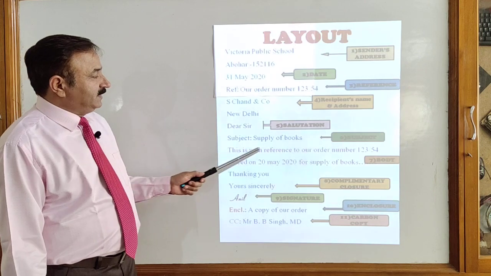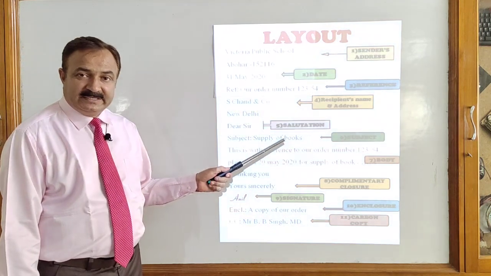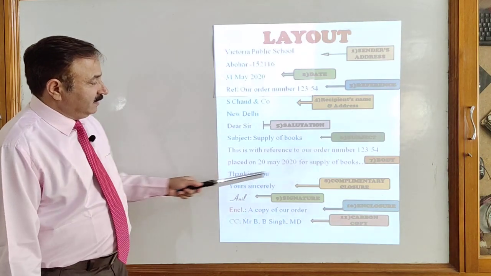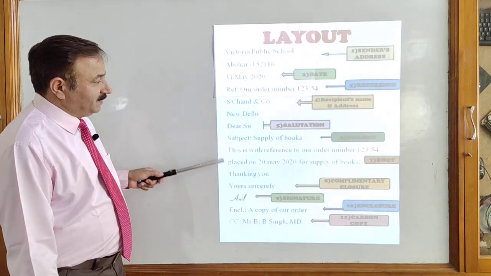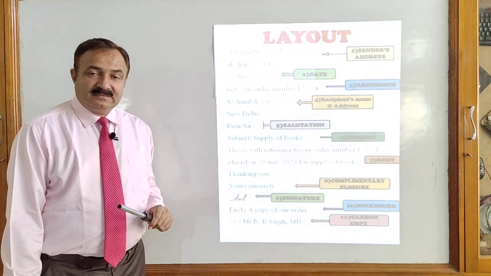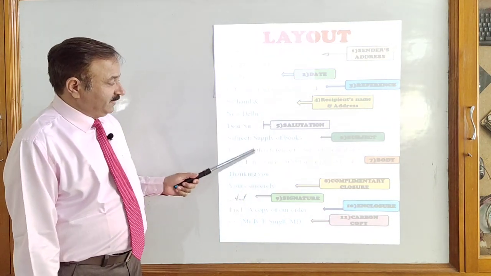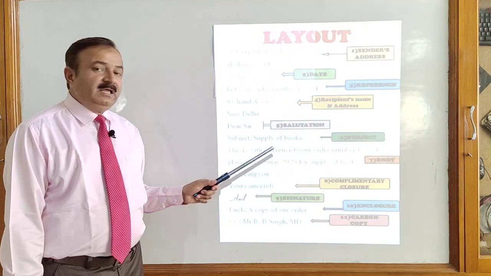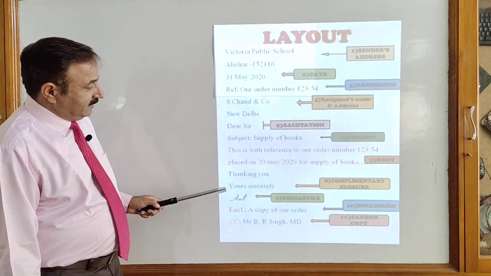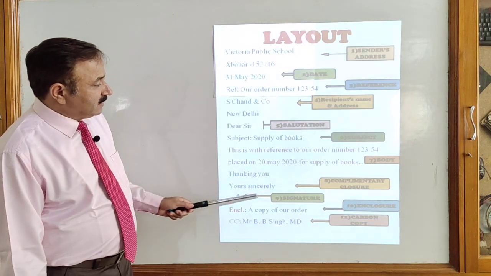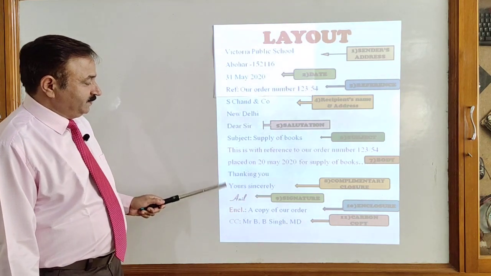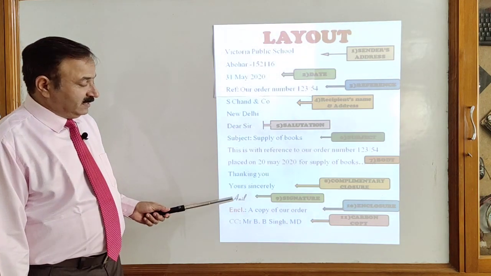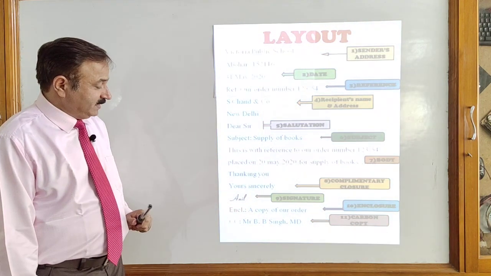Then the subject of the letter for which you are writing the letter. And then comes the main body. This is very important, the main body of the letter. The language must be straightforward and the objective, the purpose, must be clearly mentioned. Next is number eight, the complimentary clause, thanking you, yours sincerely. Then the signature, the sender's signature.